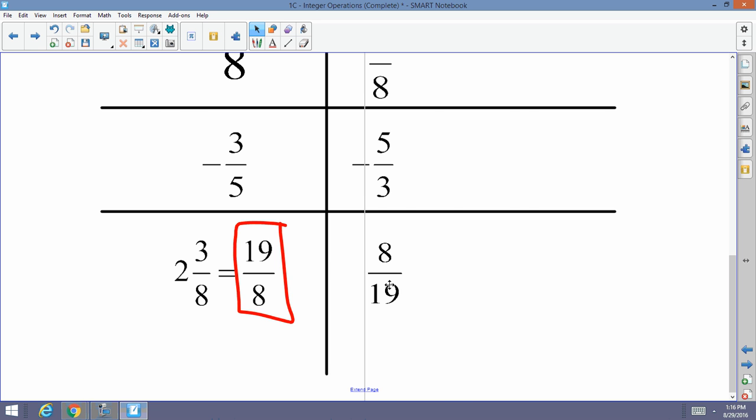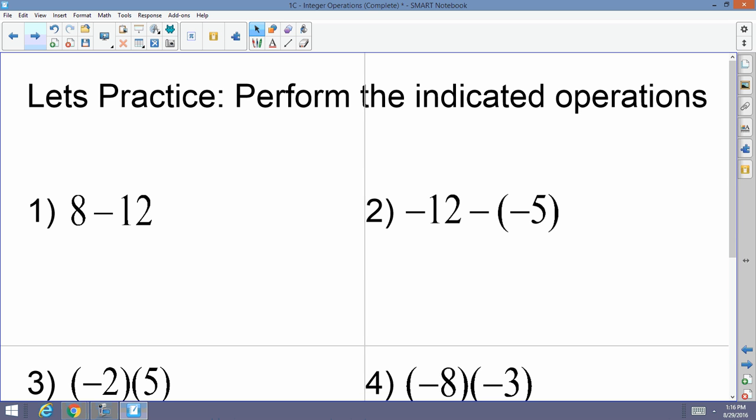All right, so let's do a little bit of practice. Perform each indicated operation. Okay, let's do it. I've got 8 minus 12. Well, the signs are opposite. When the signs are opposite, you subtract and keep the sign of the largest absolute value. So negative 4 is the answer you should have written down.